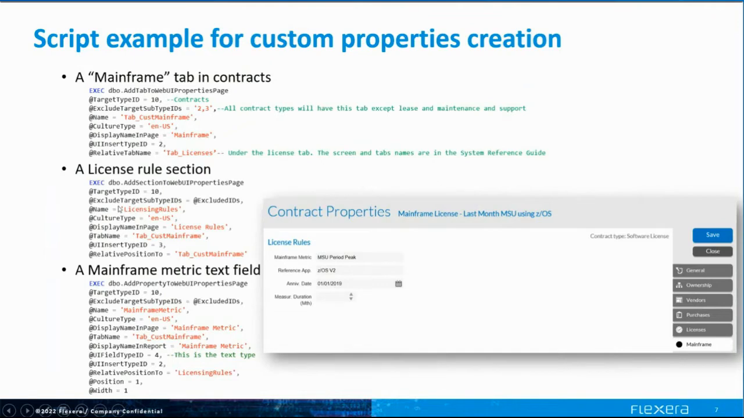So, a specific field, and another thing which is specific. Sorry, I'm a little bit confused. This is a tab. This is the section, which is the license rules, and this is a specific field. And every time, that's quite easy, you put the field on the tab.